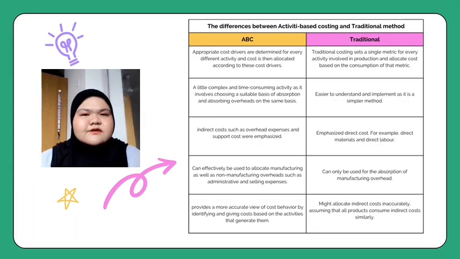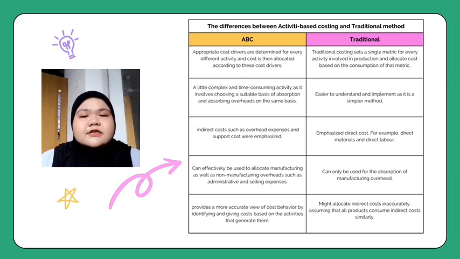Hi, my name is IZWANI, and I will be explaining about differences that can be seen between ABC method and traditional costing method. Activity-based costing, or ABC, is a method of assigning overhead and indirect costs to related products and services. The system is based on activities, which are considered any event, unit of work, or task with a specific goal. There are several differences that can be seen between ABC method and traditional method.